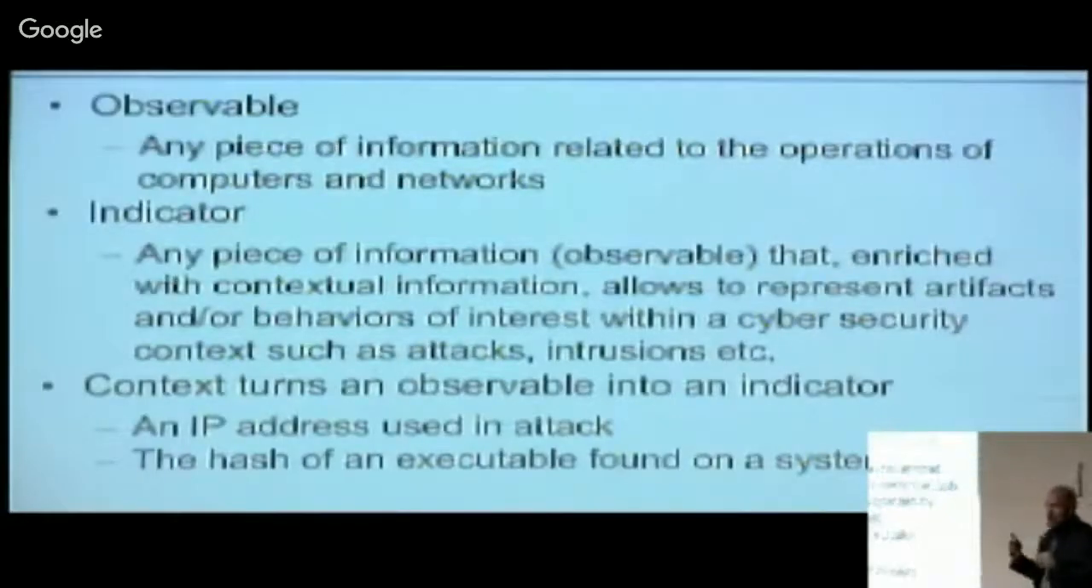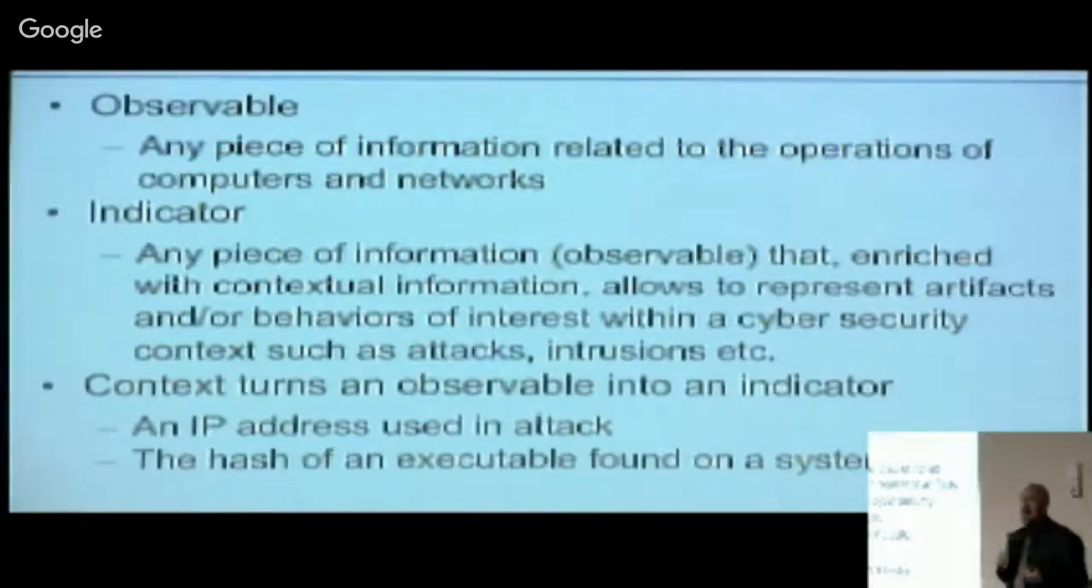When we talk about indicators, I said these are the footprints that are left behind. You will also hear sometimes talking about observable. Now, there is a difference between an observable and indicator. An observable is any piece of information related to the operations of computers and networks. So an IP address is an observable. An email address is an observable. A hash is an observable. Anything that you can observe is an observable.